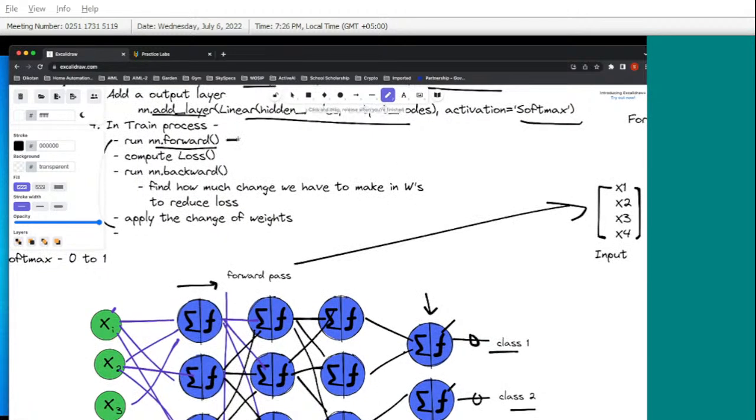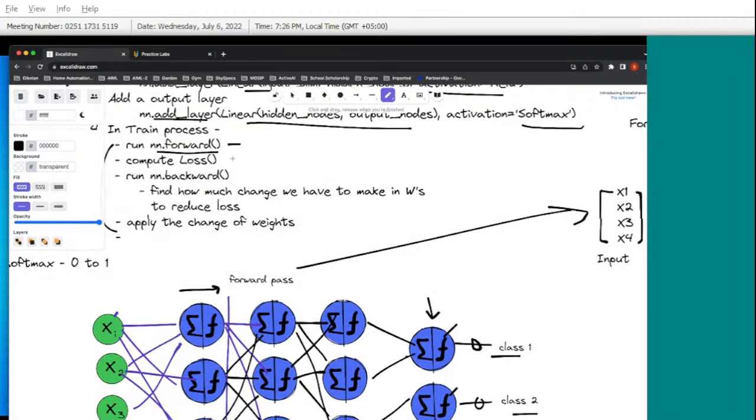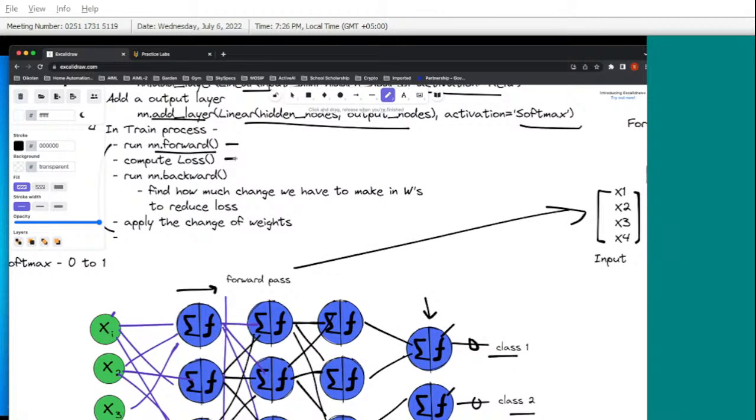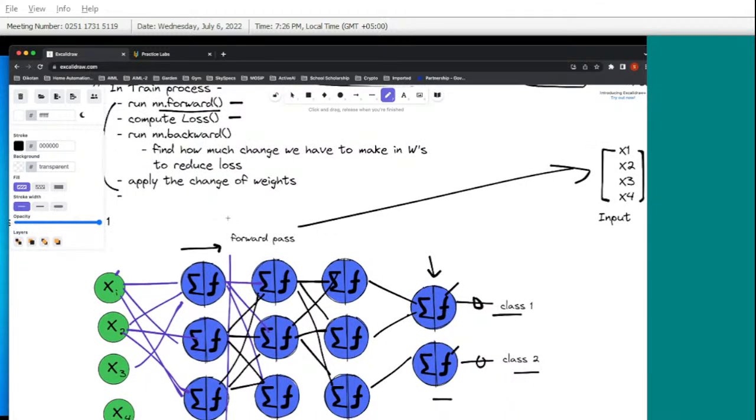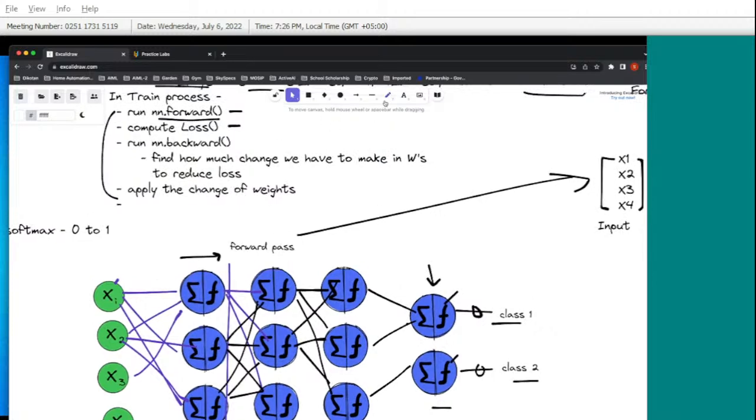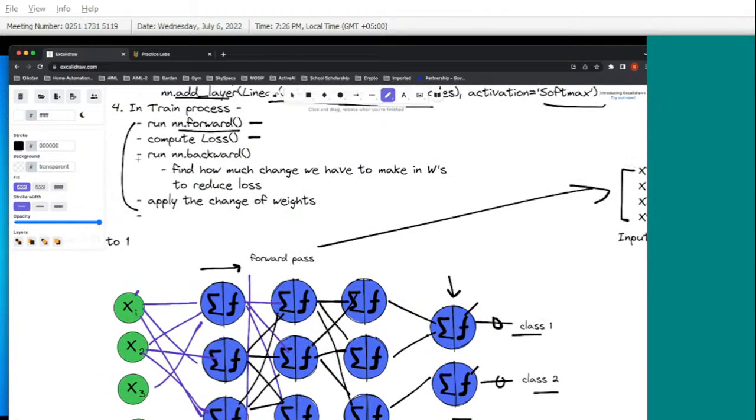So we'll have to do a forward pass, and once we do a forward pass, we have to compute the loss, isn't it? And once we compute the loss, we have to go back and update all these weights. These lines are nothing but weights, right? We have to first find out the difference of loss and then what the weights will be, and then apply the weights.